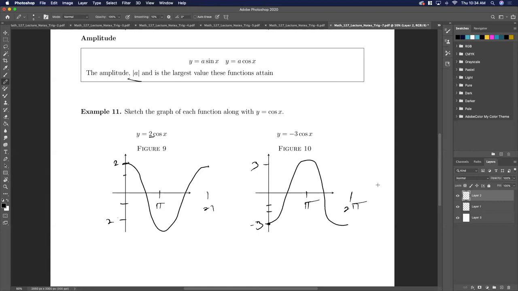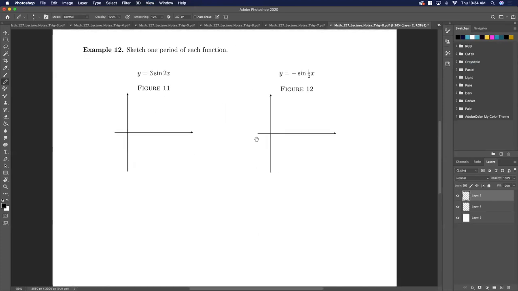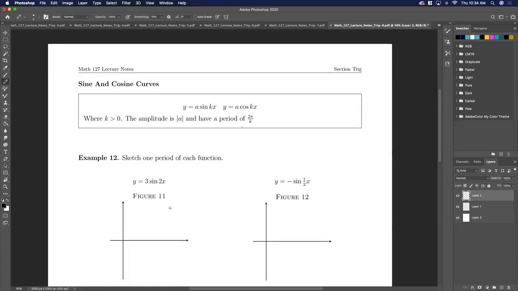The only one that's slightly interesting, and we'll just end on this note. Let's talk about amplitude, and here we have a period. So our period, if we start putting k's in here for our graphs, is going to change how fast I go, and so the period's going to be 2 pi over k. So let's crunch through that real quick.